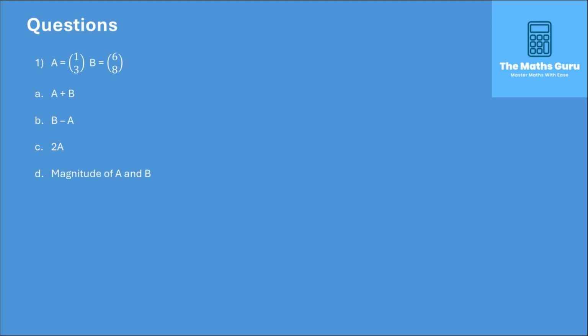So, looking at this question, we have a plus b. A plus b is going to be equal to (7, 11). B minus a is going to be equal to (5, 5). 2a is going to be equal to (2, 6). And the magnitude of a is going to be equal to the square root of 1 squared plus 3 squared, which is going to be equal to the square root of 10. Can we simplify that down? No, we can't. That's the square root of 10.